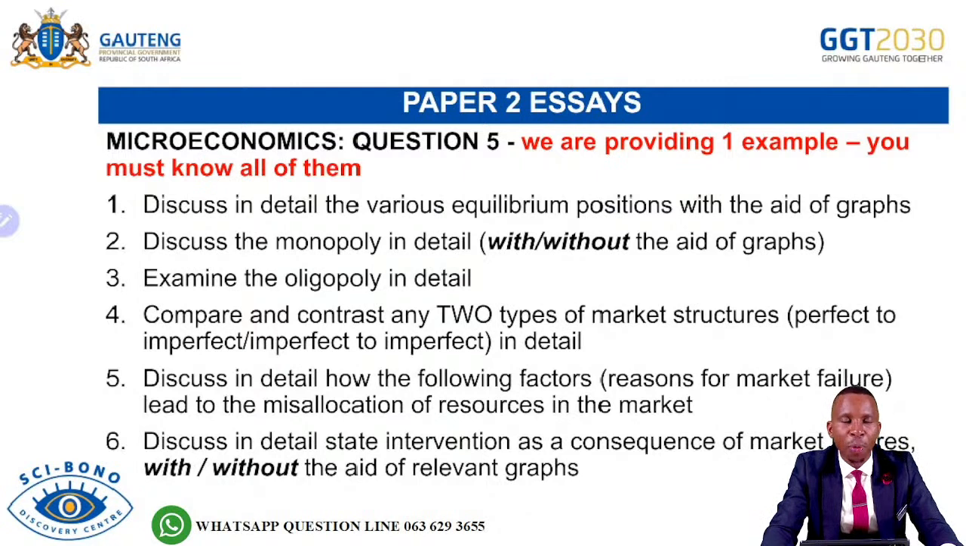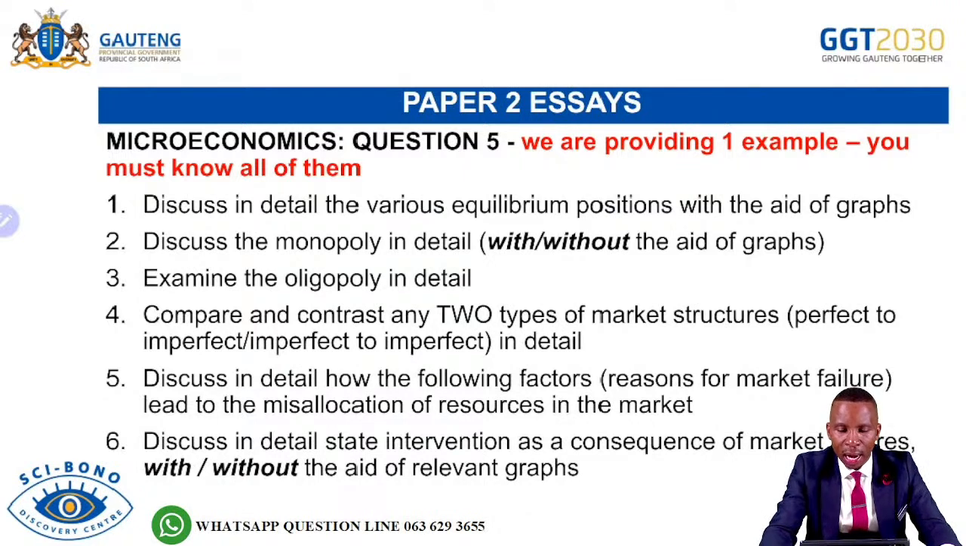Examine the oligopoly in detail. So you should know the characteristics of the oligopoly, know the behavior of oligopoly in detail, but also must be able to do what? To draw the kinked demand curve, and explain in there. So we have that example of the essay in this presentation. Compare and contrast any two types of market structures, perfect to imperfect market or imperfect to imperfect in detail. So I will provide the table for the market structure just to show you how you should be answering if ever you have to compare and contrast market structures, maybe perfect to imperfect or imperfect to imperfect in detail. It becomes a very easy essay in there.